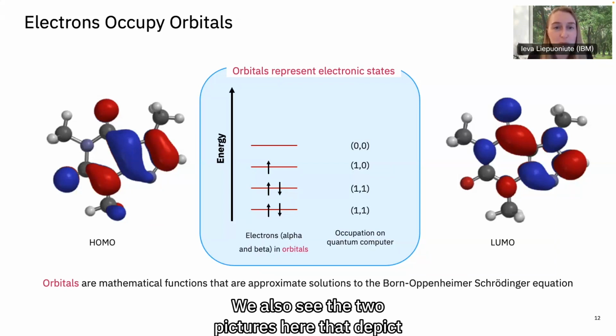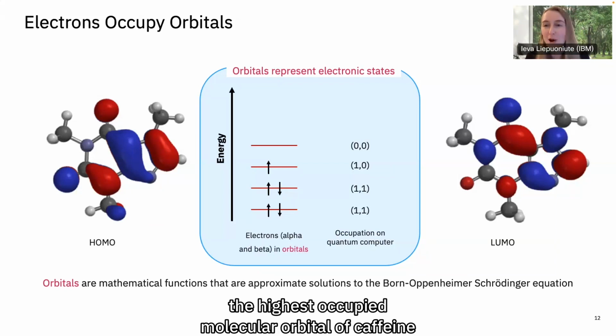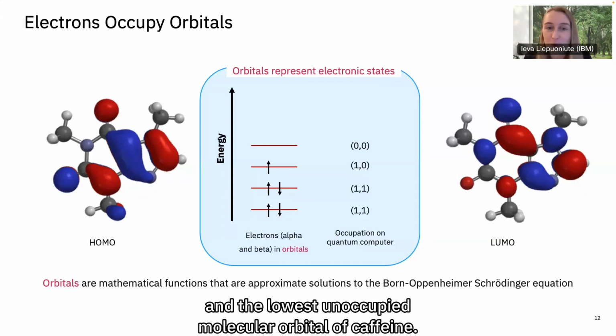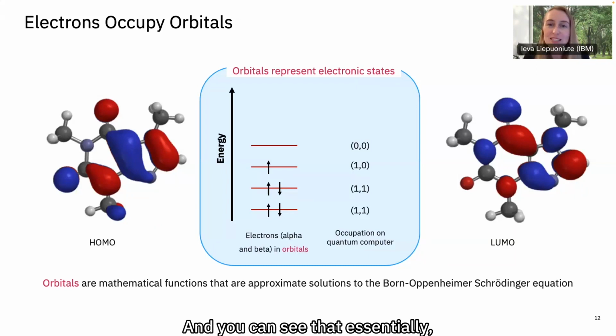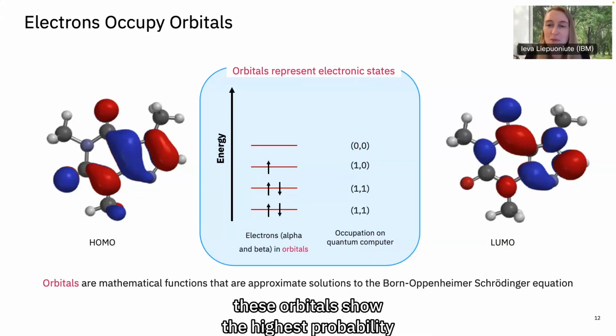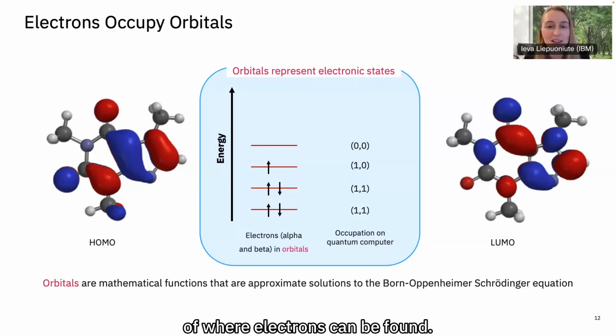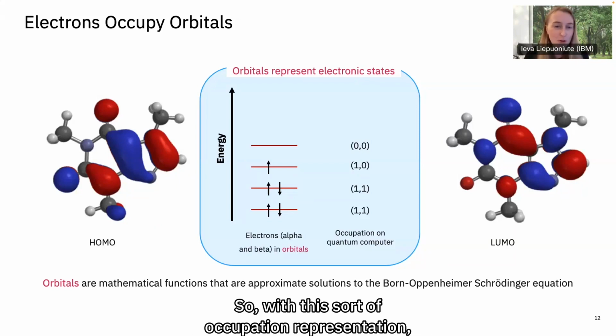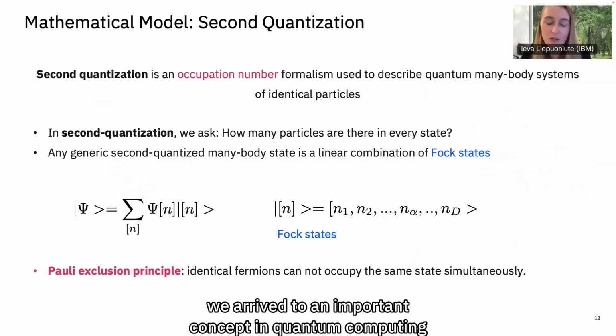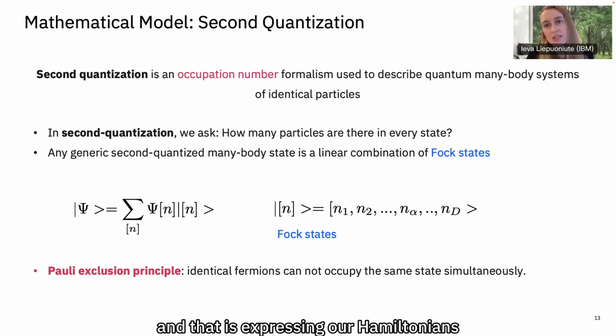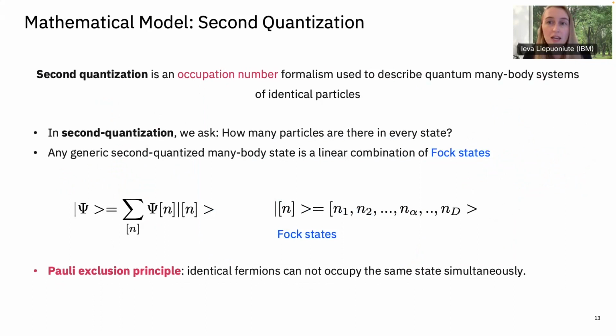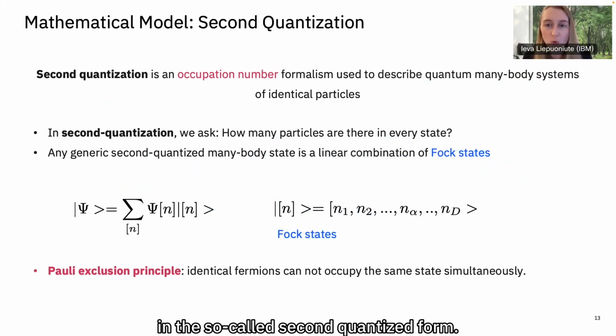We also see the 2 pictures here that depict the highest occupied molecular orbital of caffeine and the lowest unoccupied molecular orbital of caffeine. And you can see that essentially these orbitals show the highest probability of where electrons can be found. So with this sort of occupation representation, we arrive to an important concept in quantum computing, and that is expressing our Hamiltonians or our mathematical models in the so-called second quantized form.